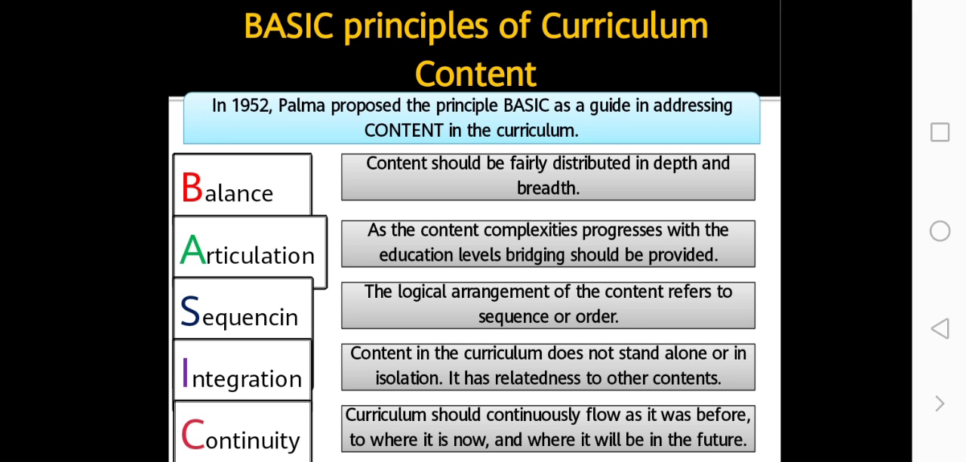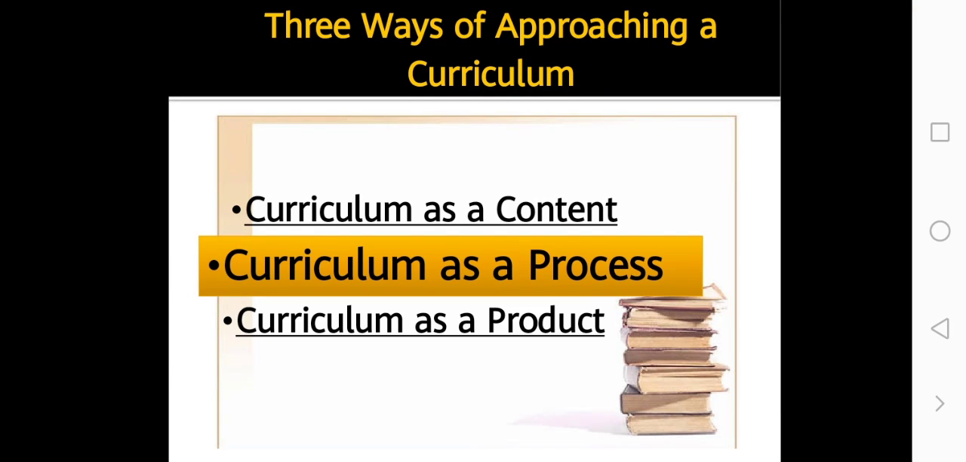And now let's go to the second way of approaching a curriculum, which is the curriculum as a process. We have seen that the curriculum can be approached as content. On the other hand, it can also be approached as a process. Here, curriculum is not seen as a physical thing or a noun, but as a verb or an action. It is the interaction among the teachers, students, and content.